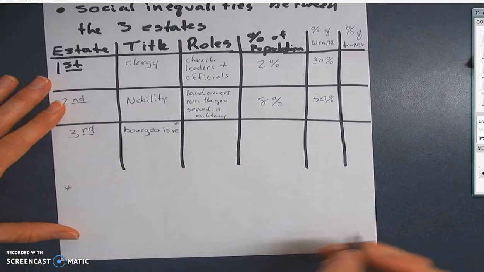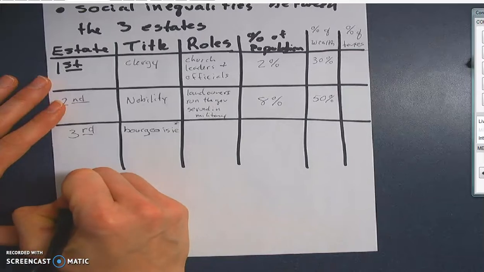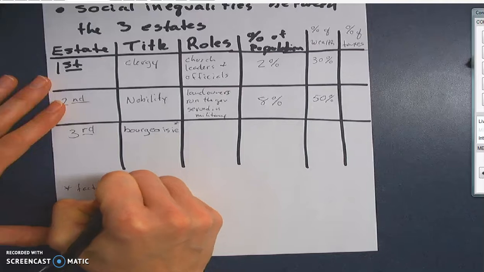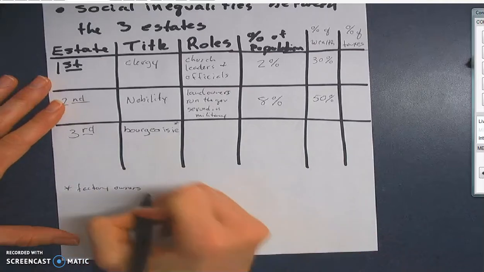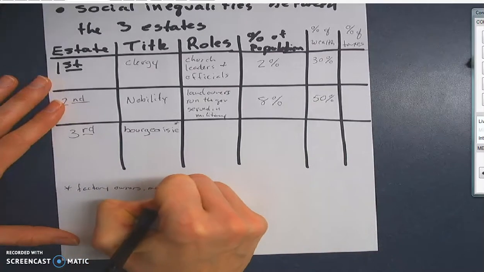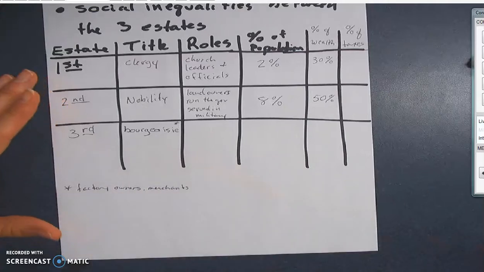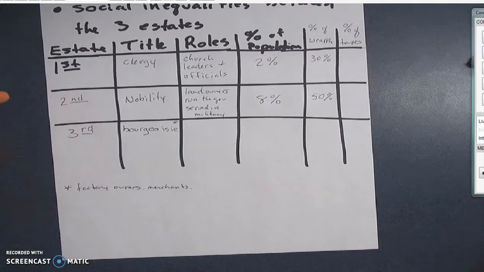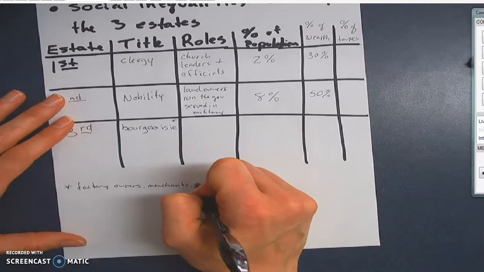The bourgeoisie, these are the factory owners. They are the merchants. They're what would be considered white-collar workers. So they're your lawyers, your doctors, professors, things like that.